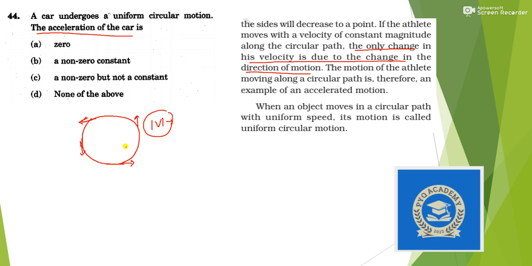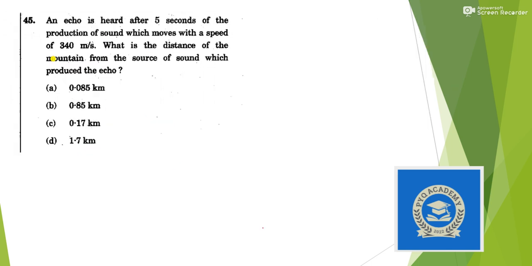the motion. So here you can see the first option is 0, so it is totally wrong because some acceleration is produced here, and this option is also wrong. There is some non-zero acceleration, but it is constant. That means, suppose 5 meter per second square acceleration will continue for the whole motion. So our answer is option B. Let's move to the next question.